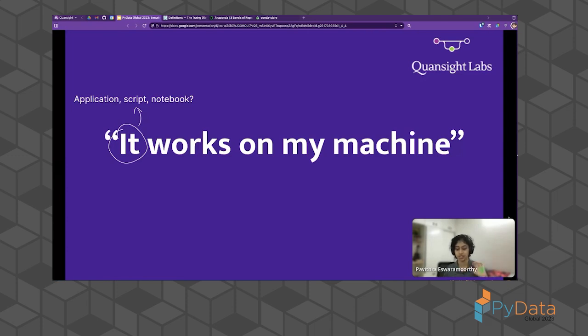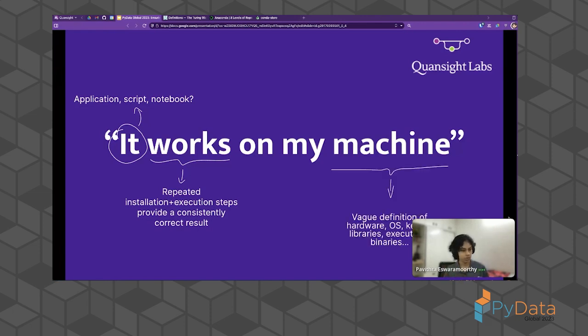However, for today, because this is runtime reproducibility, we are not concerned with the library and building packages as much as the final end user experience, right? And what does works mean? An imperfect definition is repeated installation and execution steps provide a consistently correct result. A lot of words, but we have the rest of the talk to understand that. And finally, your machine can be, oh, my video is covering it, but I'll just read it out. Vague definition of hardware, OS, kernel, libraries, executable binaries, a lot of things form the machine part here.